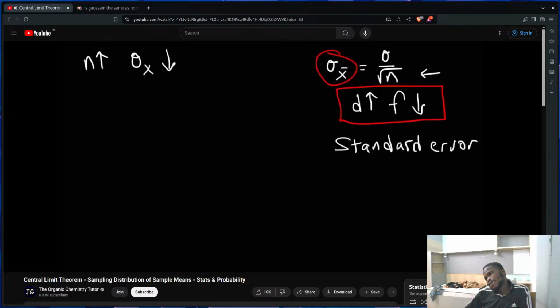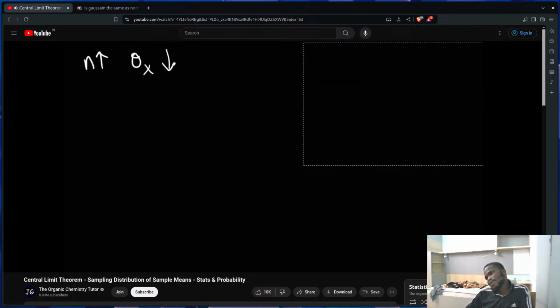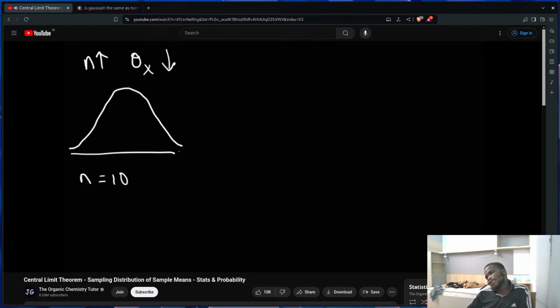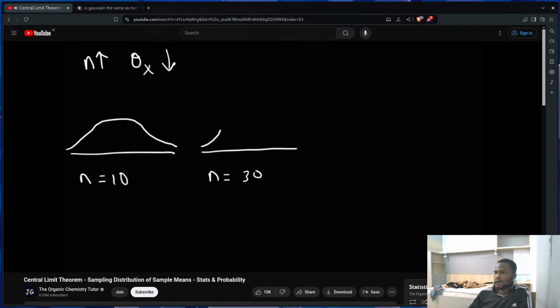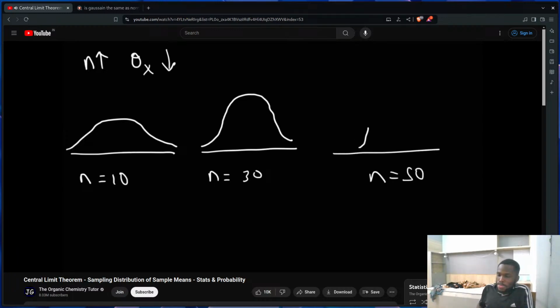What this means is that the shape of the graph becomes more narrow. The data will be less spread in the sampling distribution. So let's say if n is 10, the sampling distribution will have a very wide shape. It may look something like this. It's going to be short and wide. Let's say if n is 30, it's going to be taller and more narrow. If n is 50, it's going to be even taller and even more narrow.